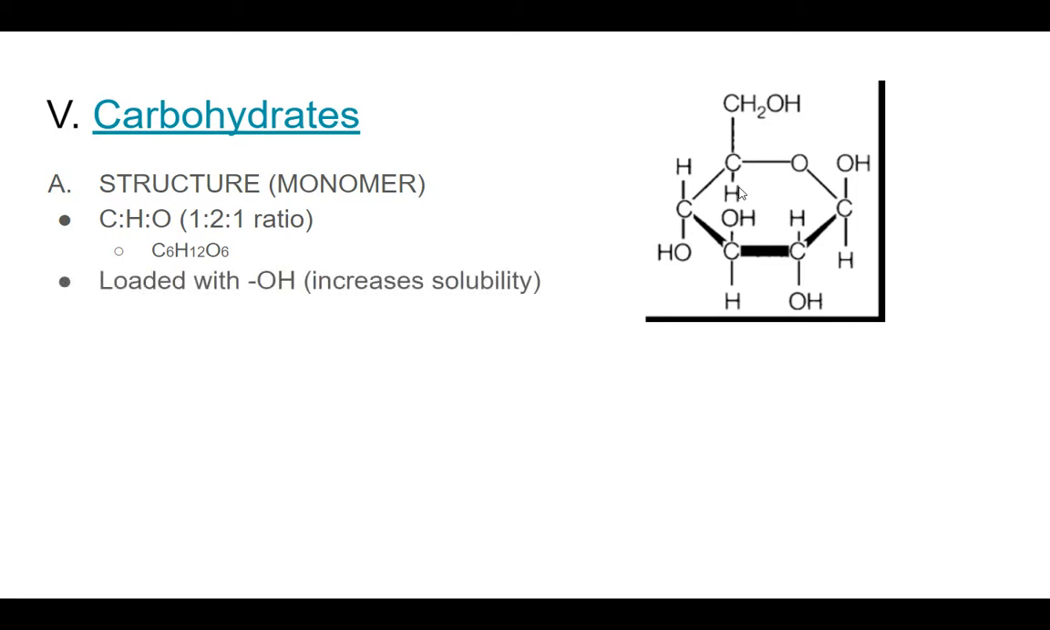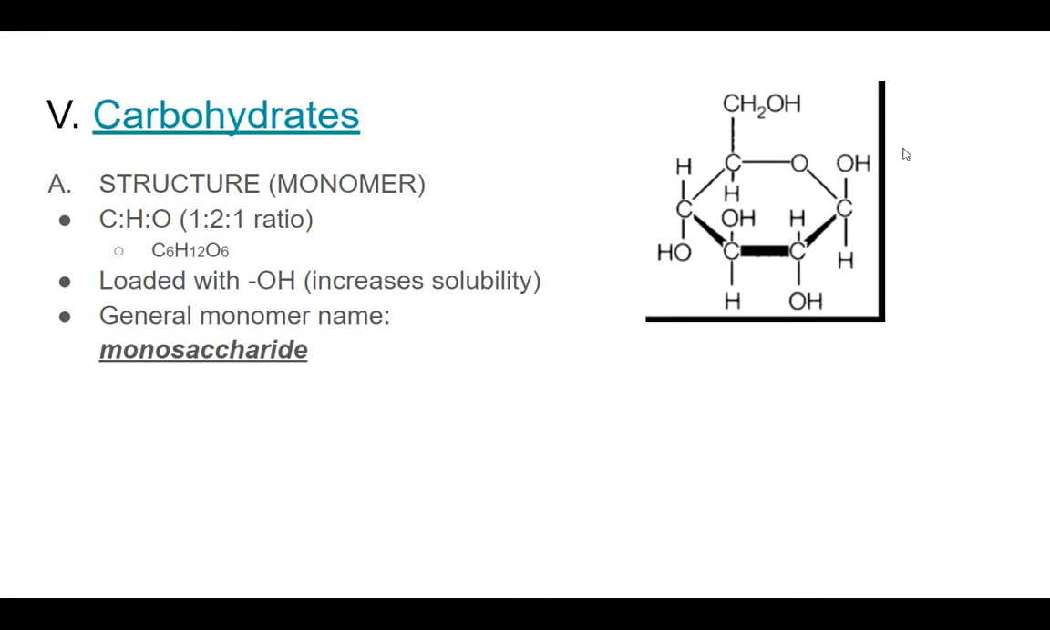If you notice, there are a lot of hydroxyls or OH groups on this monomer. So here's one right here, 2, 3, 4, 5. Hydroxyls make substances soluble in water. And so a simple carbohydrate or a simple sugar is going to dissolve in water because of those hydroxyls.